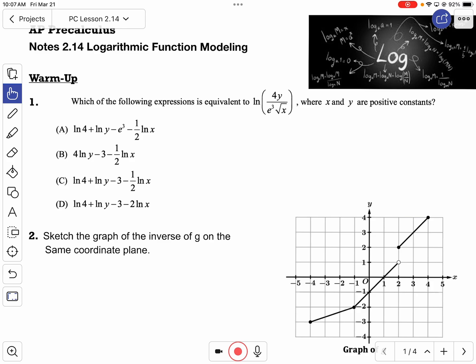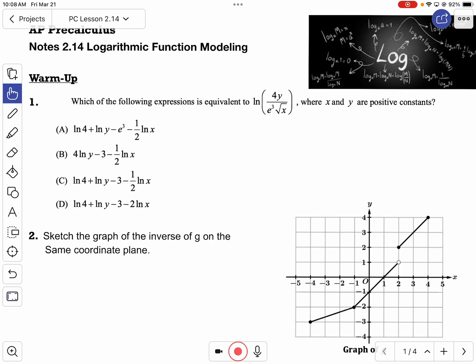So look at your two warm-ups that we've got right here. It says, which of the following expressions is equivalent to what you see right there? 4y divided by e to the third times the square root of x, where x and y are positive constants. I think this will help with one of the ones you might have missed on the quiz yesterday, because a lot of people missed this one.